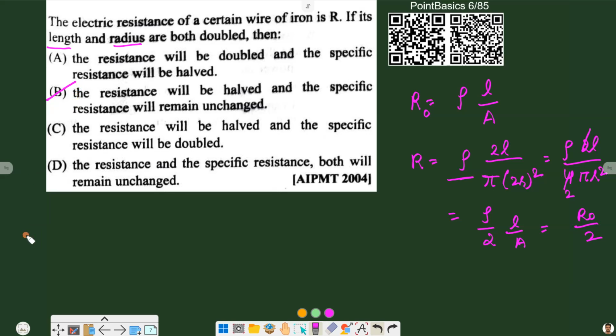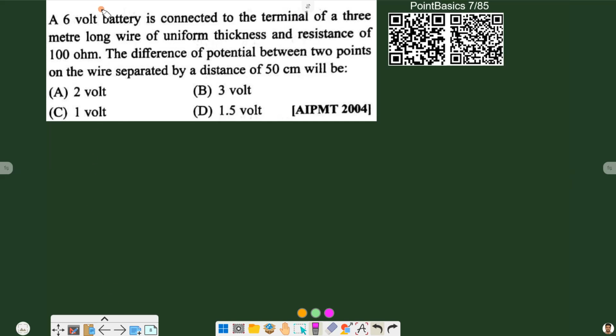Moving to the next one. A 6-volt battery is connected to the terminal of a 3-meter long wire of uniform thickness and resistance of 100 ohm. The potential difference between 2 points on the wire separated by 50 centimeter will be.